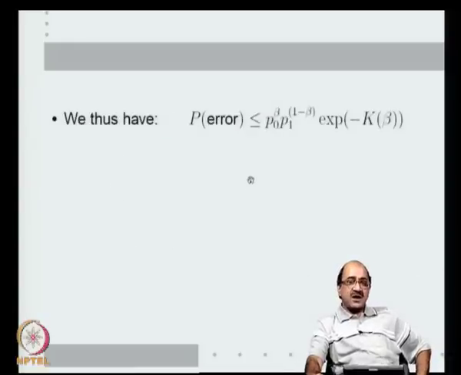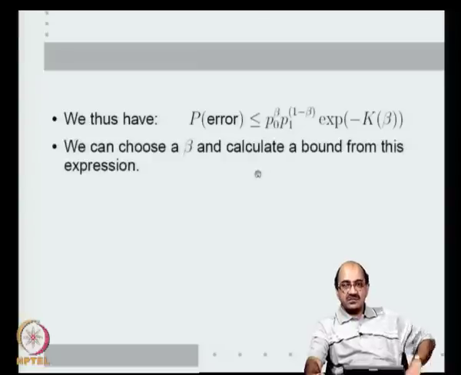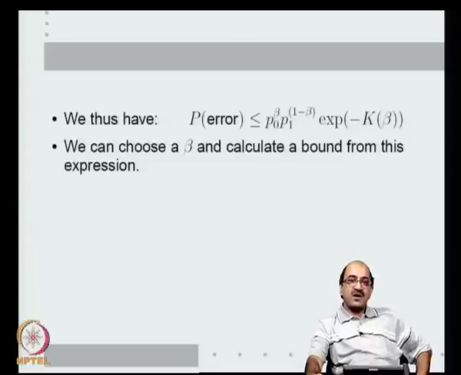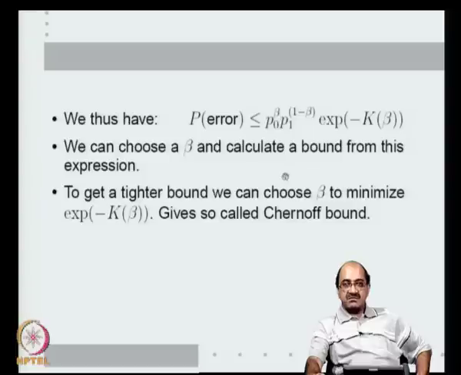Okay. Now, how can I use this bound? This bound is true for all beta between 0 and 1. So, for example, I can ask which beta will give me the tightest bound. We can choose a beta and calculate a bound from this expression. A bound calculated like that is often called a Chernoff bound. We can get a tighter bound by choosing the beta that minimizes this expression. Such a bound is called the Chernoff bound.